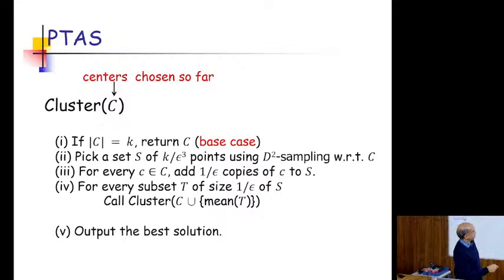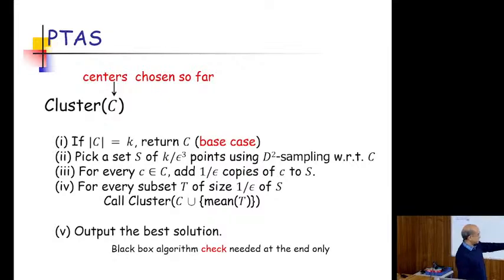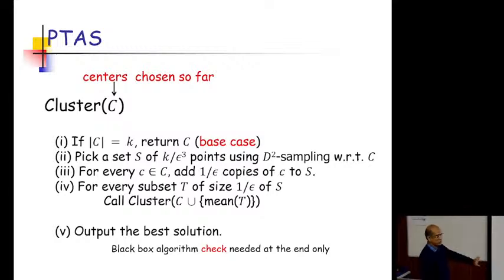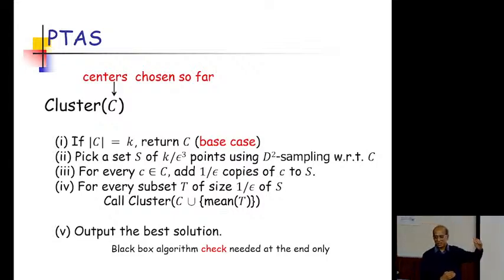Again, as before, you're given a set of centers C. When C becomes K, you're done. Otherwise, you sample roughly K by epsilon cube points using distance squared sampling. For every center C, you add some copies of it as proxies to this sample. Now you try all possible subsets, take their mean, and then do exactly what you were doing earlier. It turns out that the black box algorithm check is only used at the very end. You get a lot of solutions, and at the very end you check which is the best one. So the fact that you're solving constrained clustering is only used at the very end. It gives us a list of solutions, and I'm guaranteeing you that no matter which constrained clustering you're solving, one of them will be good.